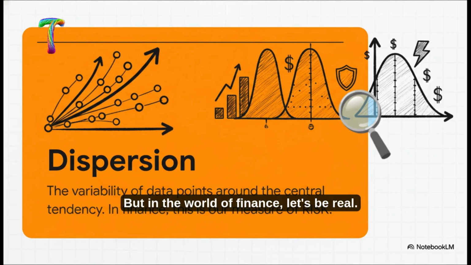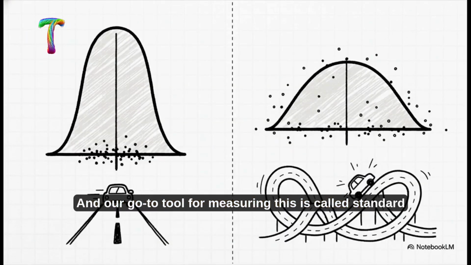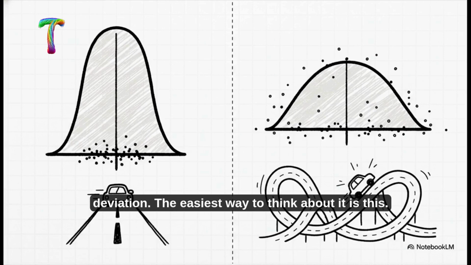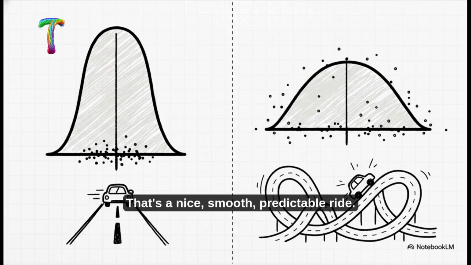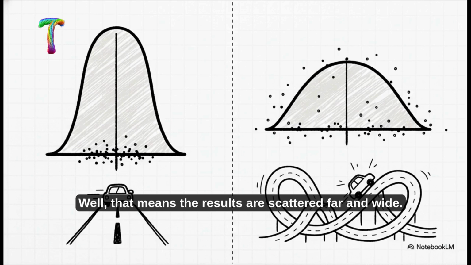But in the world of finance, let's be real. Dispersion is just another word for risk. A wider spread means more uncertainty, and that means higher risk. And our go-to tool for measuring this is called standard deviation. The easiest way to think about it is this. It's one number that tells you the average distance of every single data point from the mean. A small standard deviation means all the returns are huddled up close to the average. That's a nice, smooth, predictable ride. A big one? Well, that means the results are scattered far and wide, a volatile roller coaster.